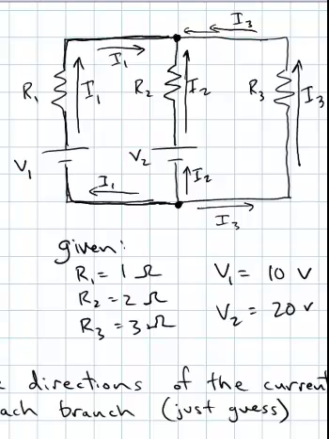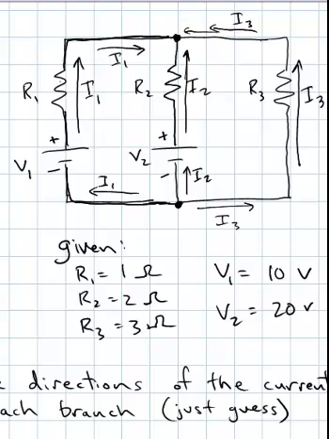So let me go. First, I'm going to do my batteries. This is my high potential. This is my low potential. High potential, low potential. And then my resistors, I look at the flow of current.